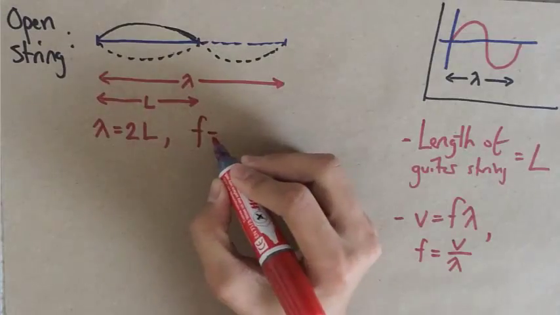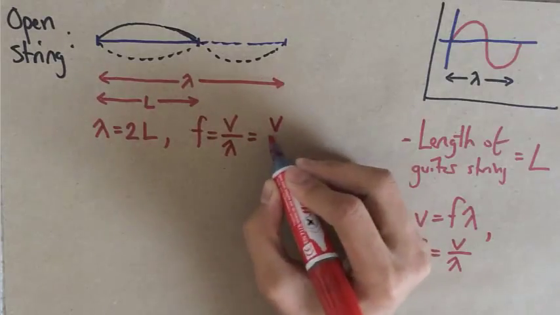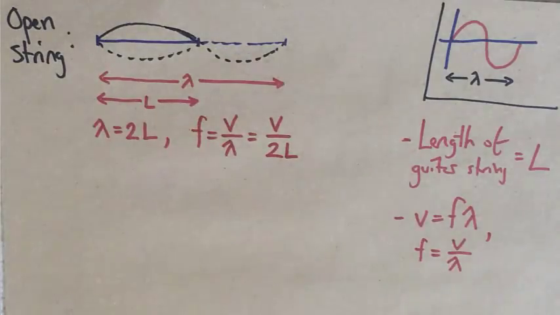And we know that the wavelength of a full string, an open string where we don't press anything, is twice the length. So the frequency is going to be v over 2L, because the full wavelength would be double the length of the string.